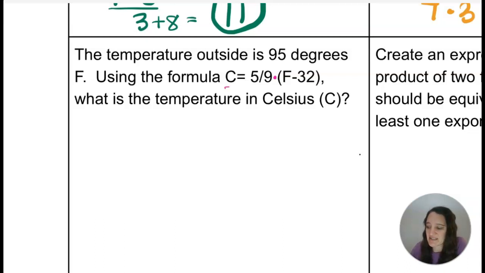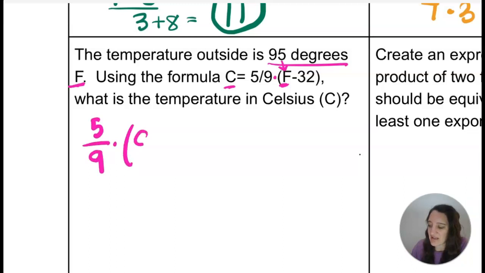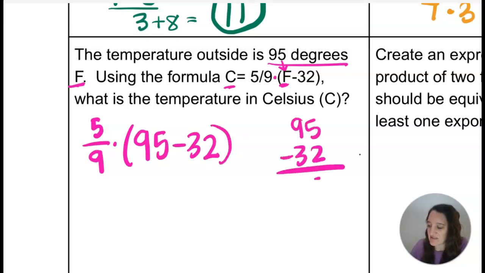So I'm trying to get to Celsius. I need to know what F is. 95 degrees Fahrenheit. We do know what F is. F is 95 degrees. So I'm going to rewrite this expression, this time with the 95 right there. All right, so 95 minus 32 is 63.